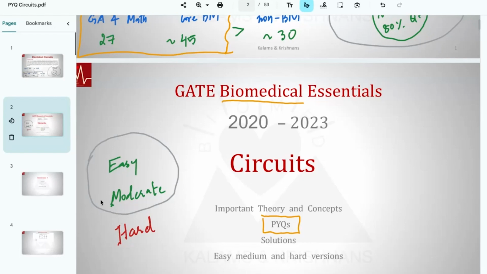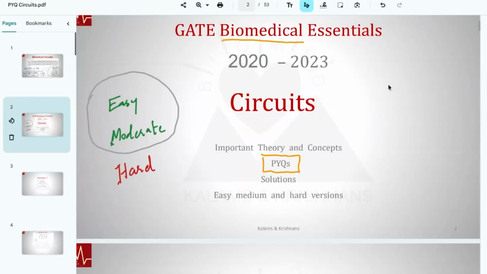So some bare minimum things that we want to learn in circuits, that is what we are going to learn. And the reason being, of course, the concepts don't repeat. I mean, concepts typically repeat. Okay? But if you look at the questions, PYQs, they don't repeat.